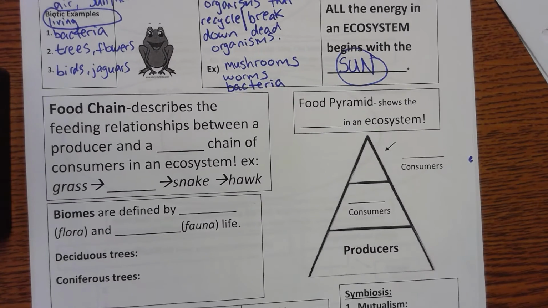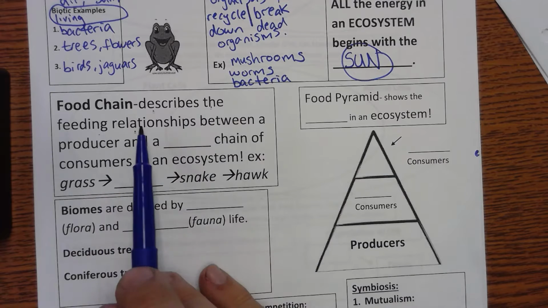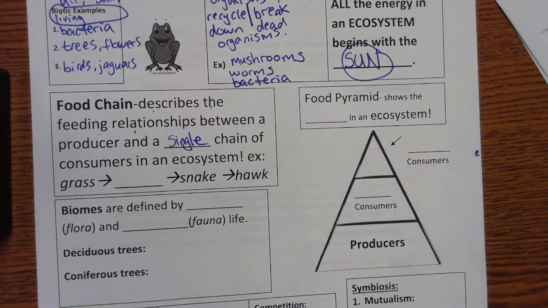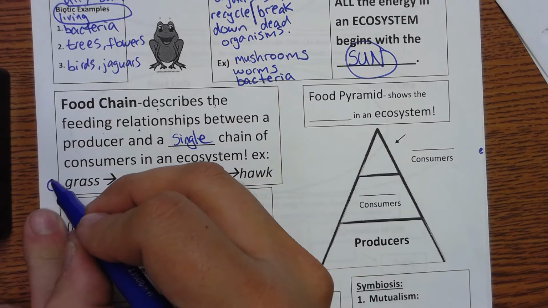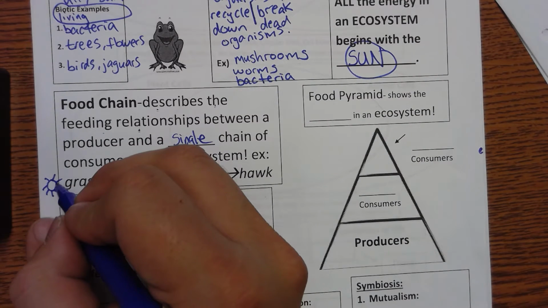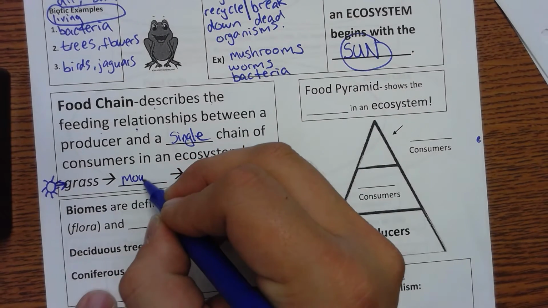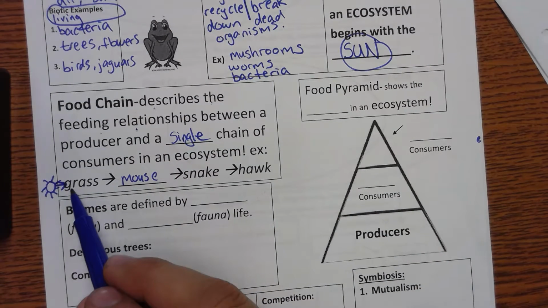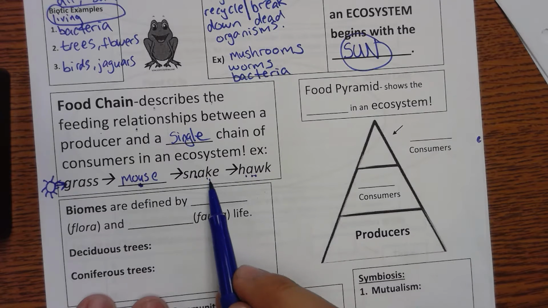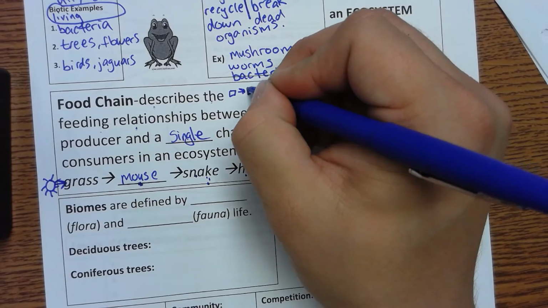Alright. Food chains. A food chain describes the feeding relationship between a producer and a single chain of consumers. So, you need to know the sun begins, you draw a little sun there. The sun is the source of all energy. Grass gets energy from the sun. A mouse can eat grass and it gets energy from the grass. And a snake gets energy from a mouse by eating the mouse, and a hawk gets energy from the snake by eating the snake. This is a food chain. A food chain is just one after another. Alright?